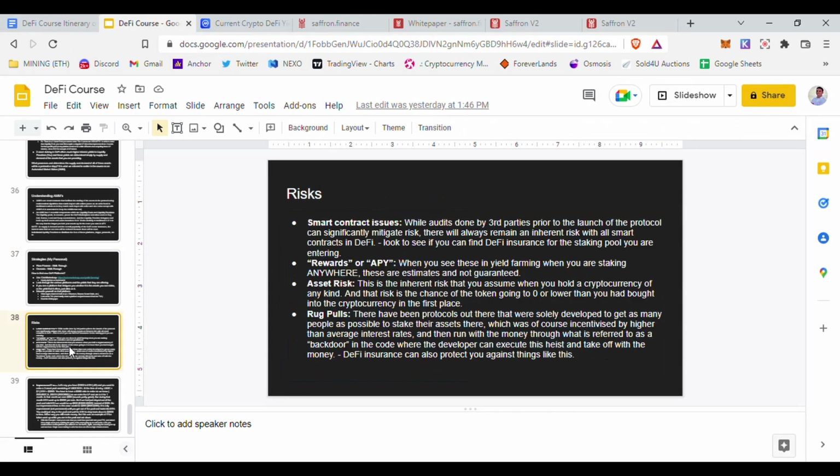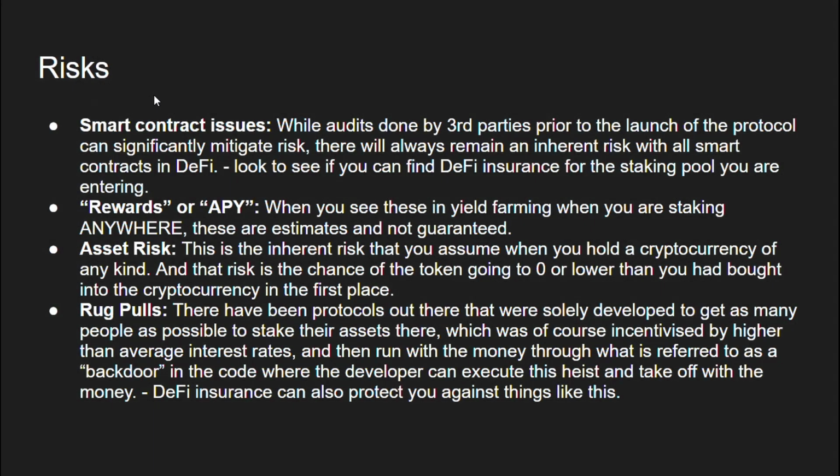And so lastly, I want to get into risks. We have smart contract issues, and these are going to be recurring. While audits done by third parties prior to the launch of the protocol can significantly mitigate risk, there will always remain an inherent risk with all smart contracts in DeFi. So look to see if you can find DeFi insurance for the staking pool you are entering. That may be something you could also do when looking into a new platform like Saffron Finance. That'd be something good to know.